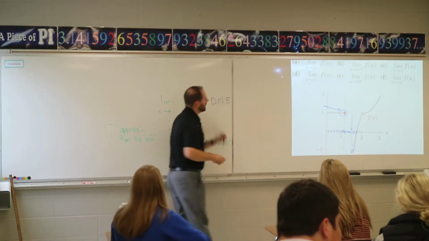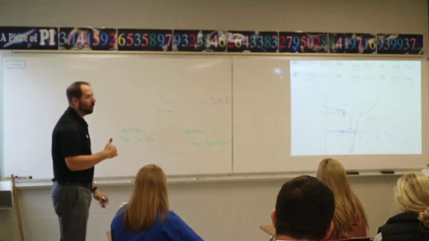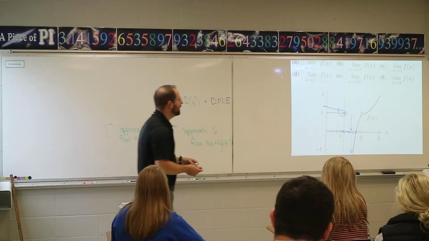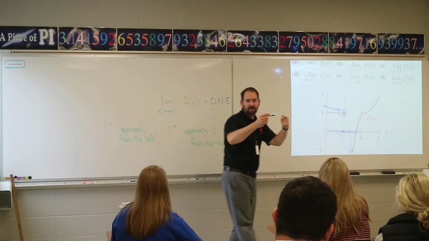The limit does not exist. Because they approach different numbers, there's not one answer that the calculator would spit out. One's going to negative infinity, one's going to the positive 1 from 2 different sides. It doesn't have a limit. Okay? Does that make sense as I approach and they don't have the same number?